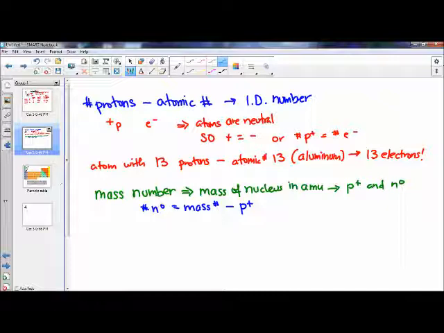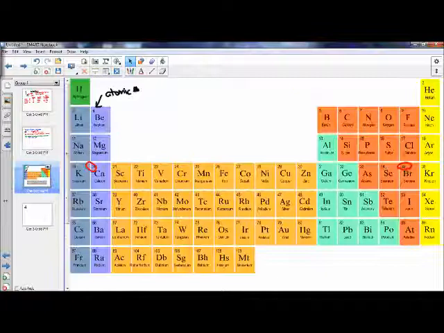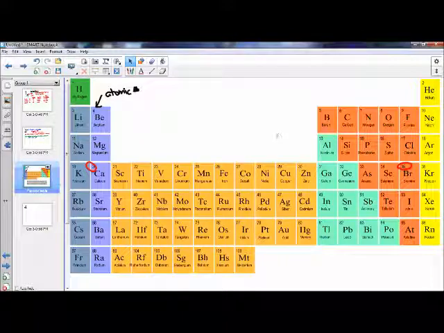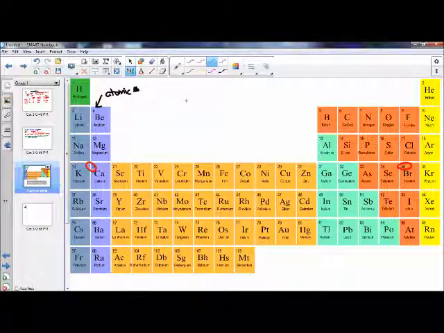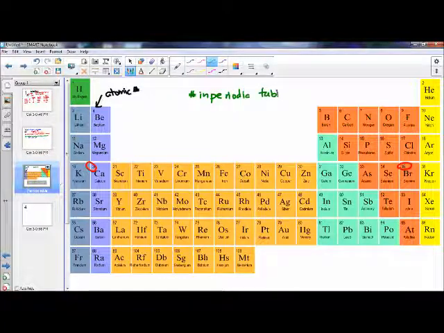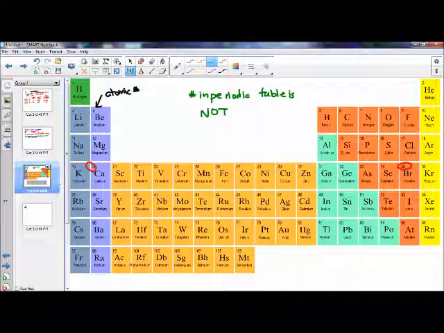Now, on my example periodic table, there are no atomic masses listed on here. Now, in your periodic table, if you take a look at it, you will see a number with a decimal. Now, here is the tricky part. That is not the mass number.